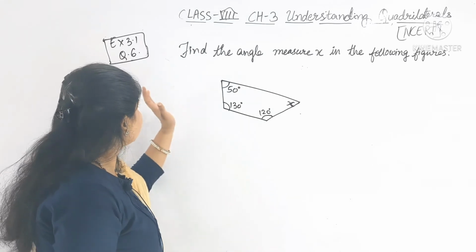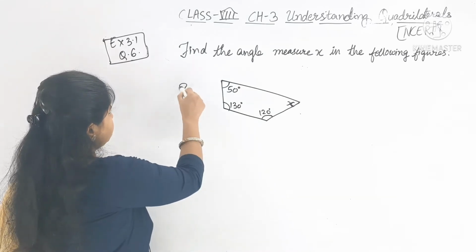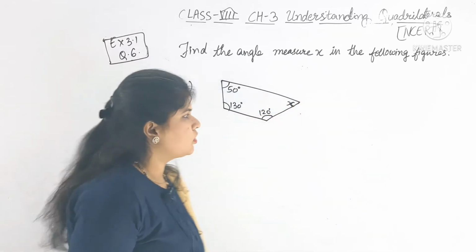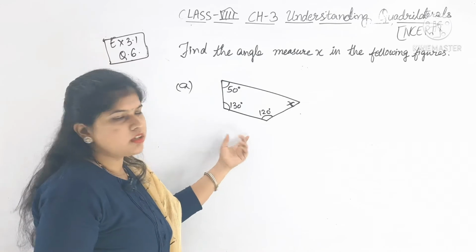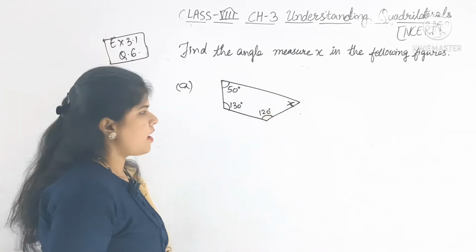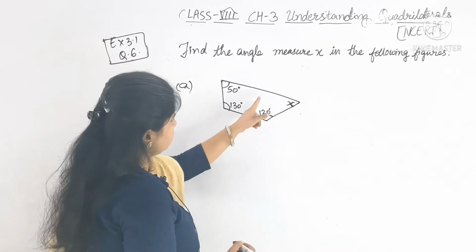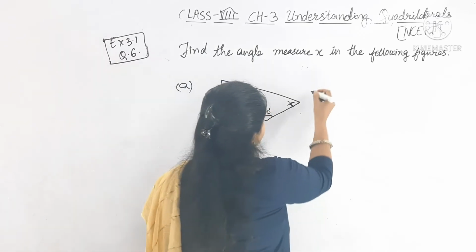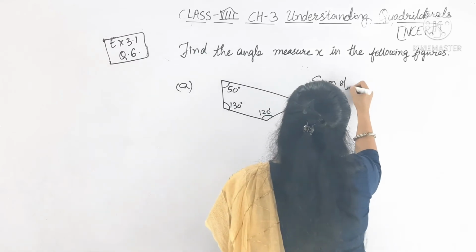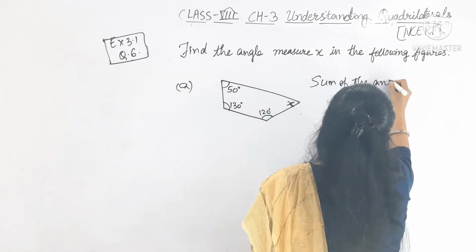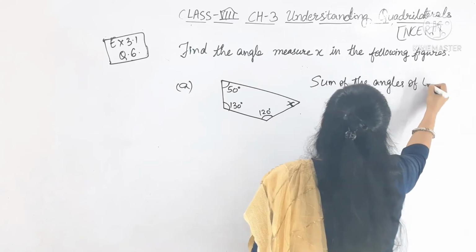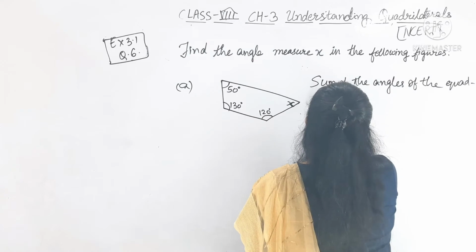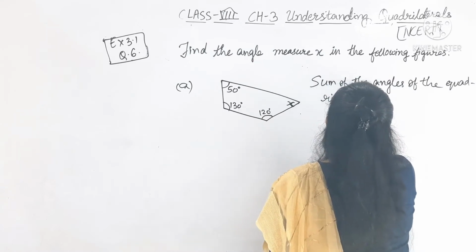Okay students, let's see question number 6. This is the A part. Find the angle measure x in the following figures. Here a figure is given, and we have to find this angle x. We know that this has 4 sides, so it is a quadrilateral. We know that the sum of the angles of a quadrilateral is 360 degrees.